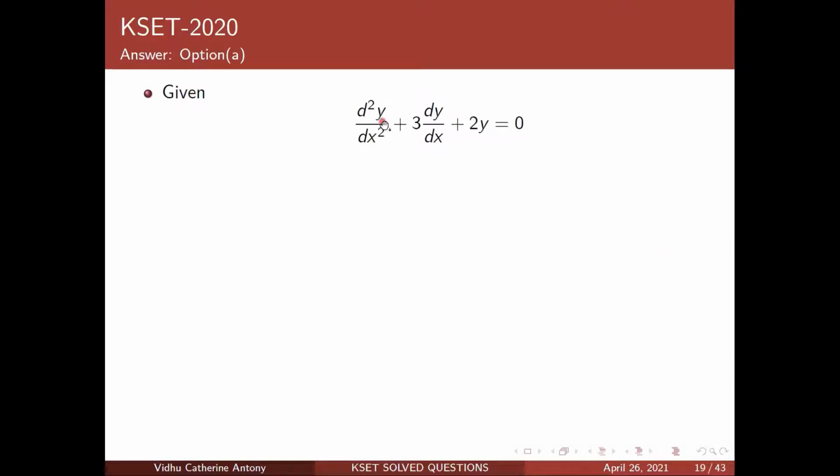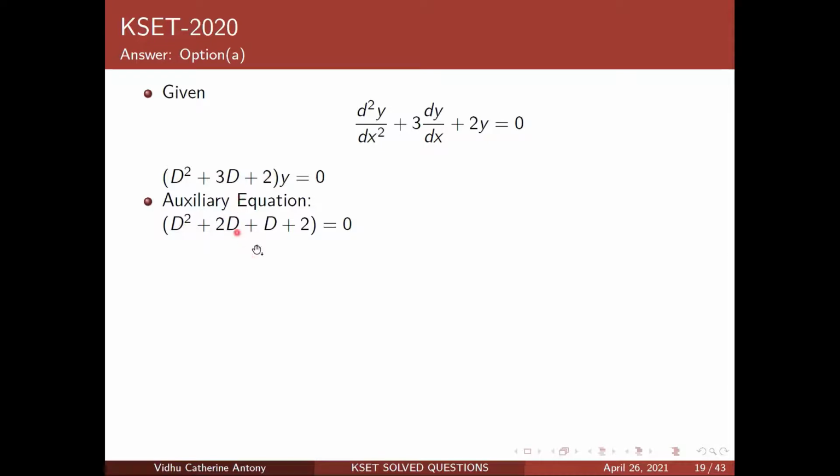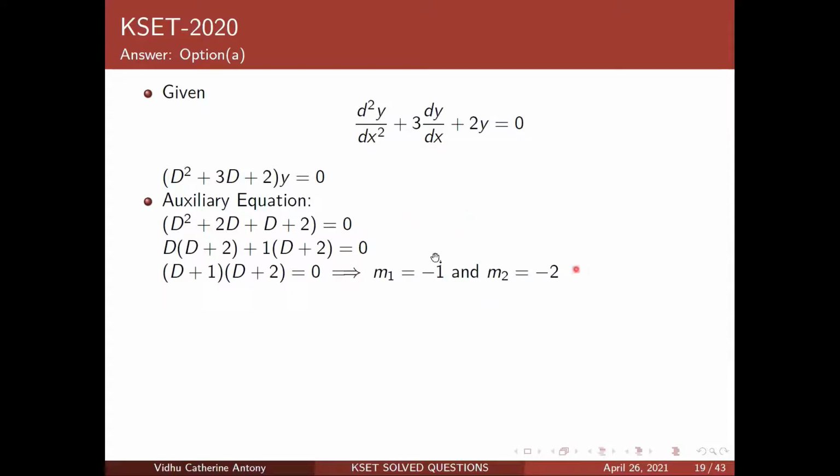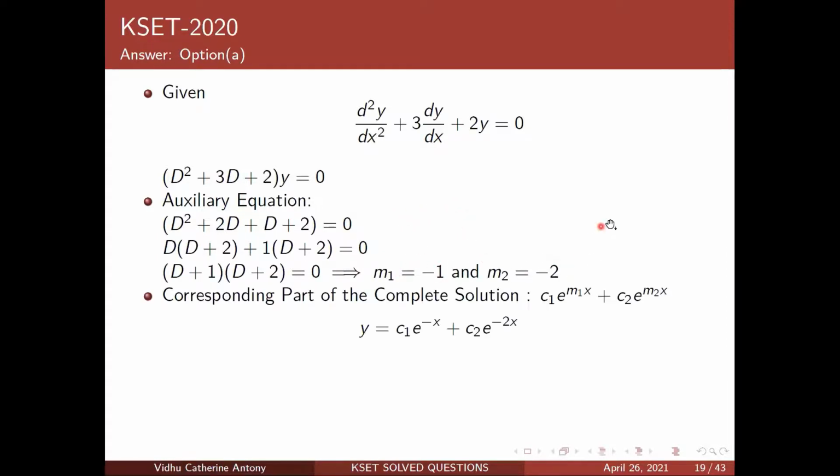Okay, so let's look at this. What's given in the question is d squared y by dx squared plus 3 dy by dx plus 2y is equal to 0. You write that in the form (D squared plus 3D plus 2)y is equal to 0. This is your auxiliary equation. Now you have to split and factorize it. Once you do, you get your roots as m1 is equal to minus 1 and m2 is equal to minus 2.